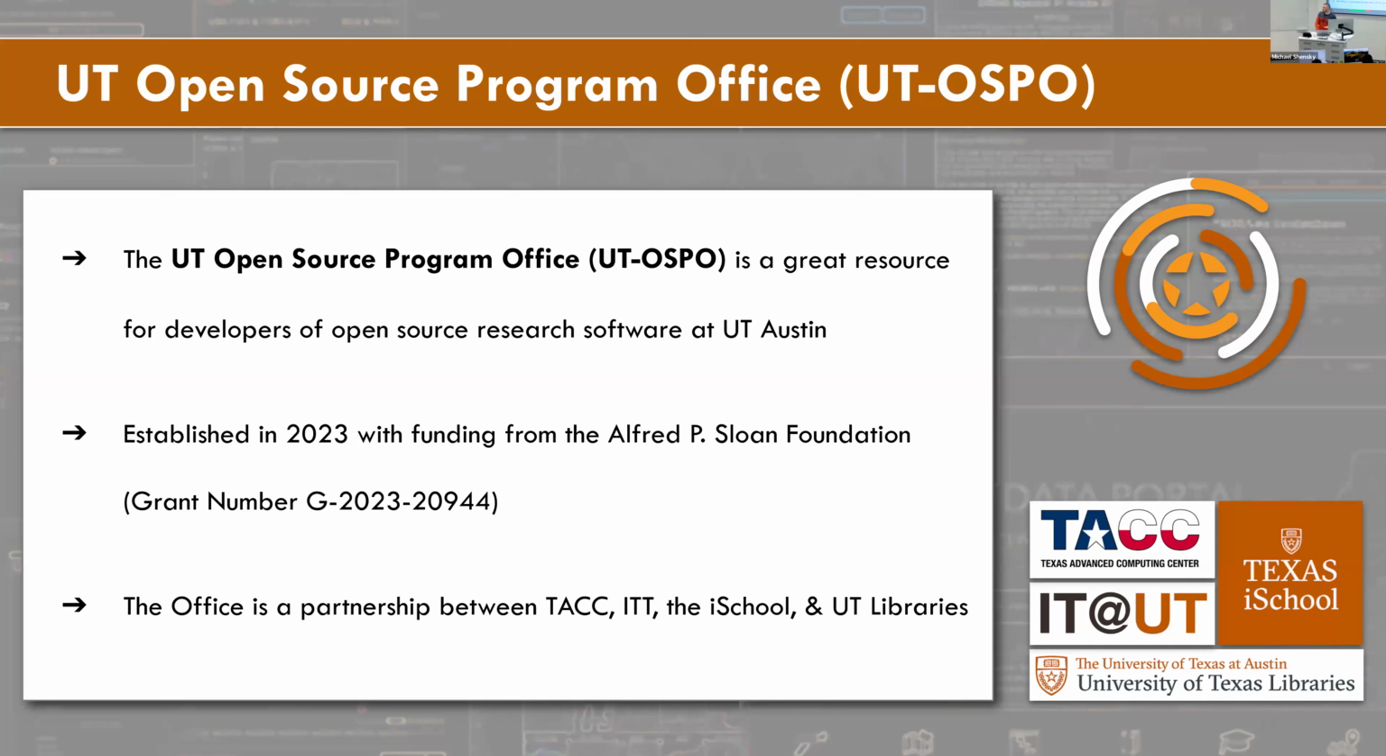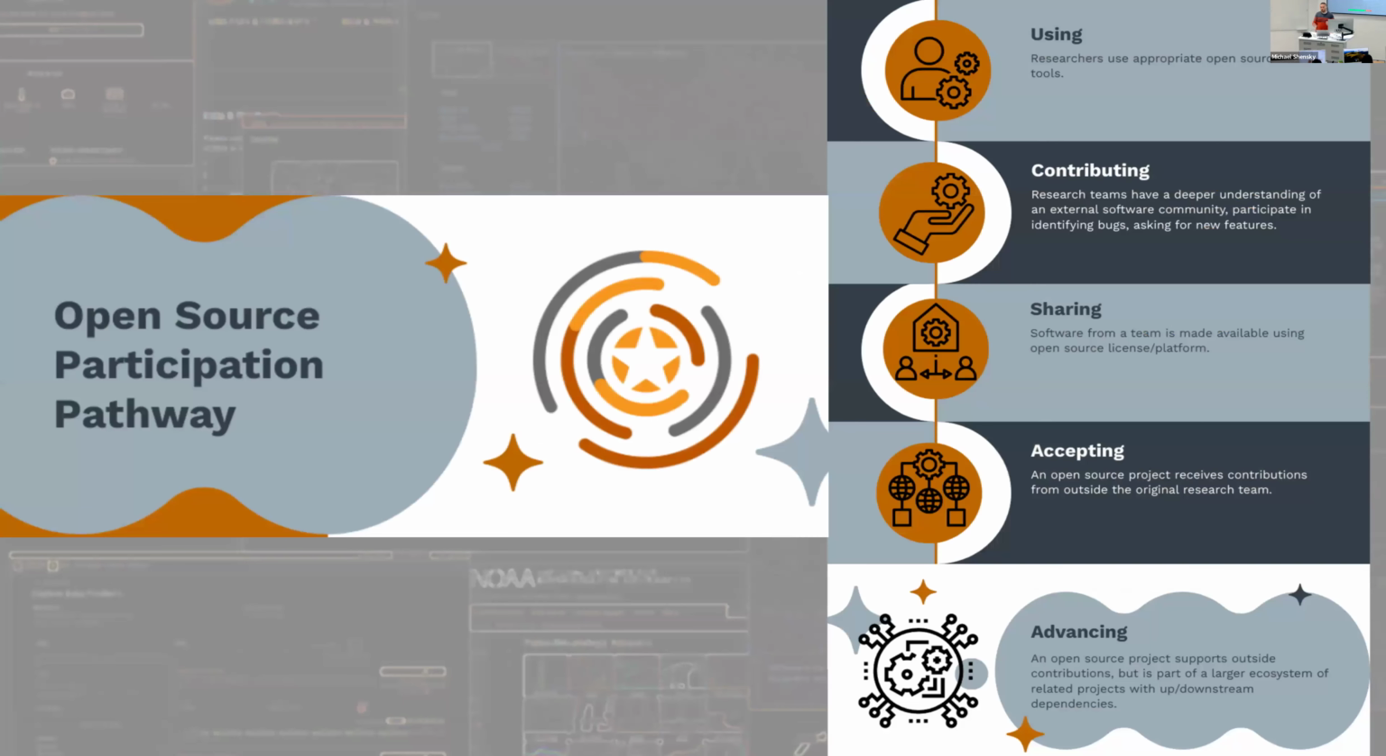The Open Source Program Office has been around on campus since the summer of 2023. It is a partnership between the Texas Advanced Computing Center, Enterprise Technologies, the iSchool, and the UT Libraries. We are really interested in helping people get started on this open source pathway. For many of you, if you're just getting started with Python, you might be at this early stage of starting to use open source software. Python is an open source programming language. And we can help you get started with the next steps too.